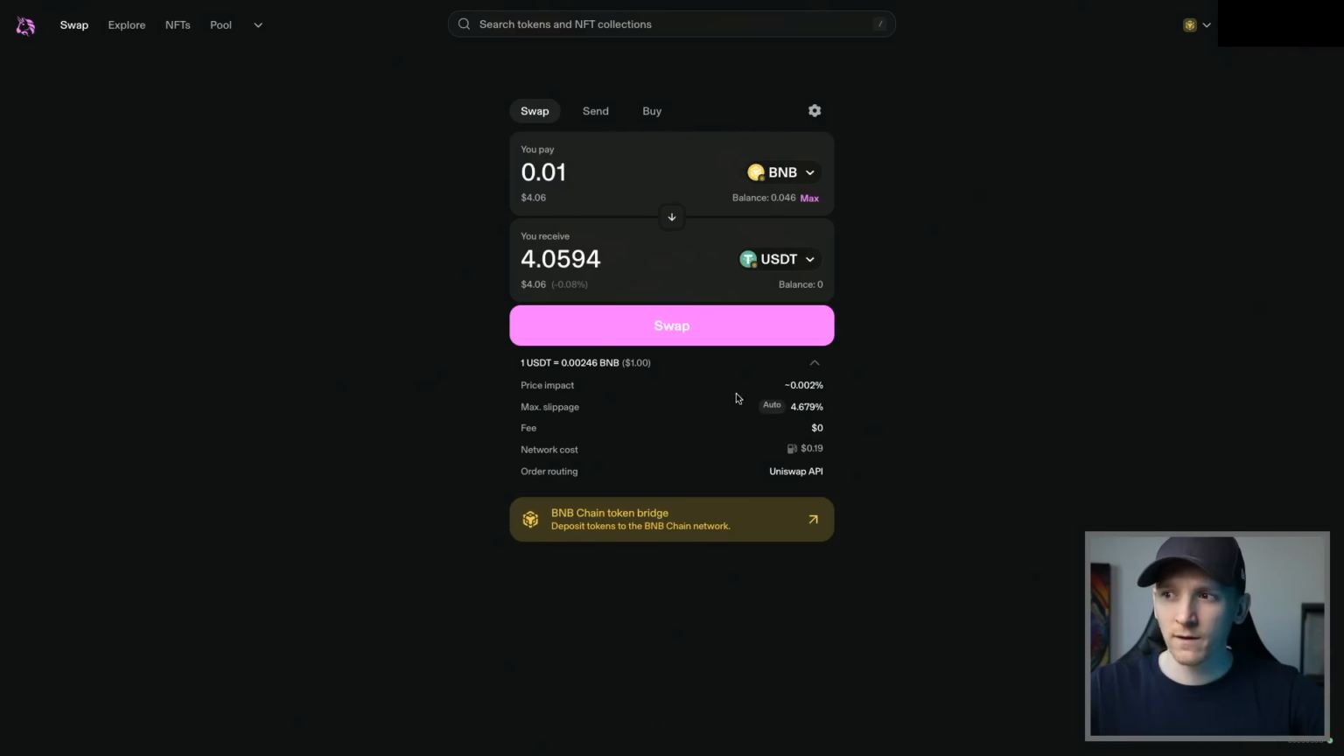Now down here, you can see that the price impact is very low, and that means we're not going to move the price around too much. And we also have a network cost of 20 cents right here. So not too bad. If you're using Ethereum, then you may pay $10 to $50 per swap, which is why most retail investors will use those cheaper chains. So which one is going to give you the best trade is really where you want to go.